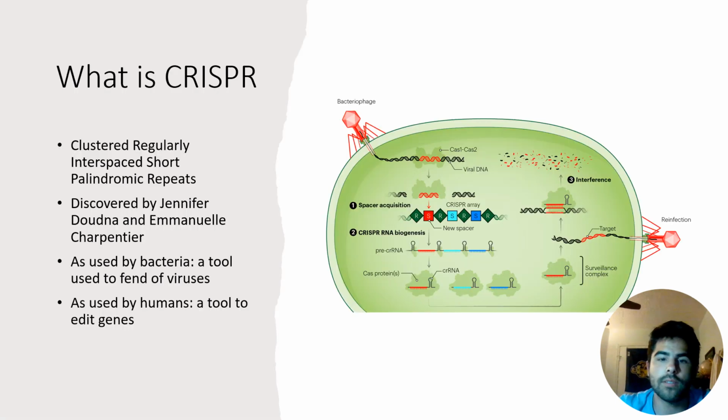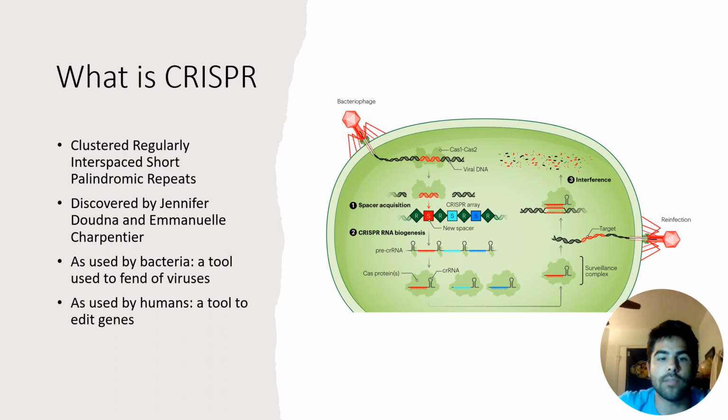Let's get into it. So what is CRISPR? Okay, so before we talk about what is CRISPR, we'll talk about how bacteriophages invade bacteria. So we all know that viruses need other living organisms to reproduce. And they do this by injecting their DNA, and then they use the cellular machinery to create more of themselves.